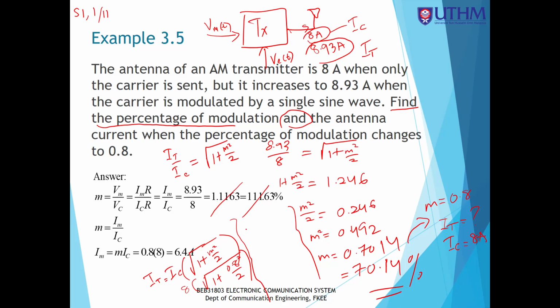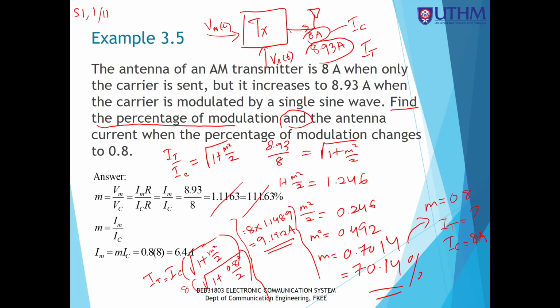So I get here 8 multiplied by 1.1489. So this is 8 multiplied by 1.1489. I get 9.1912 ampere. Okay, try to use your calculator. Can you get the same answer or not?